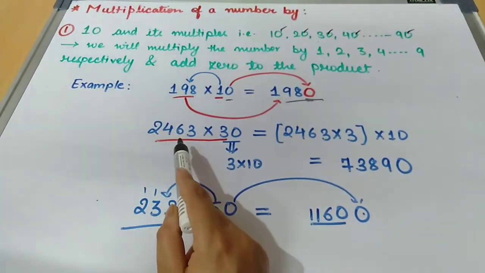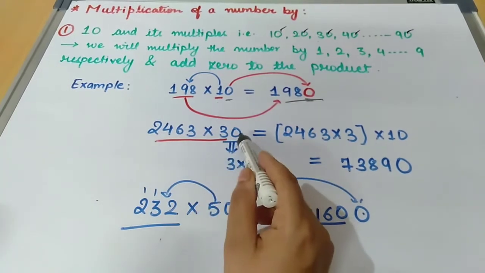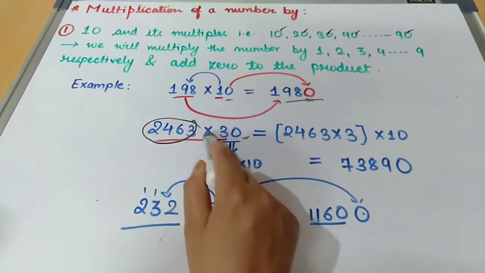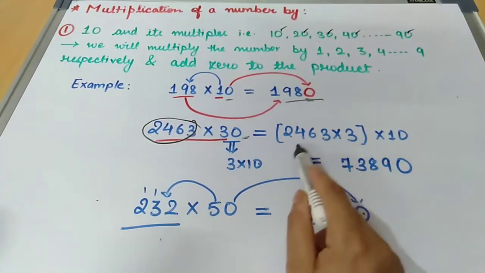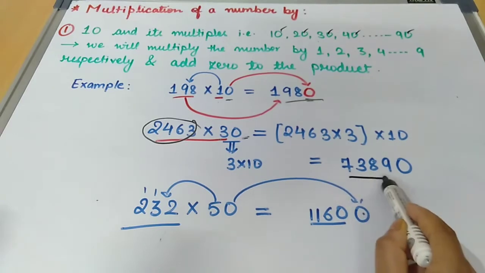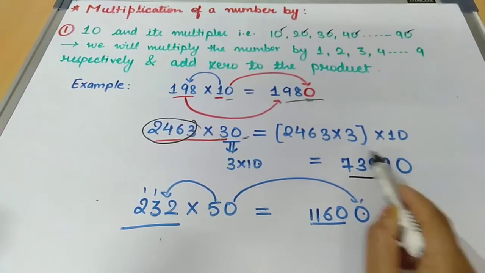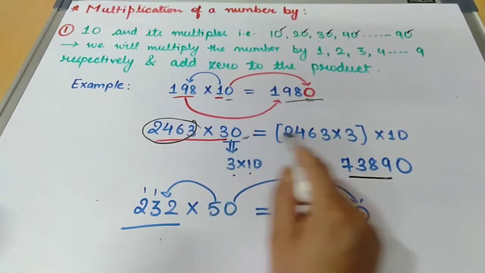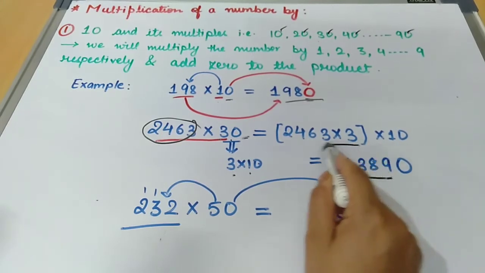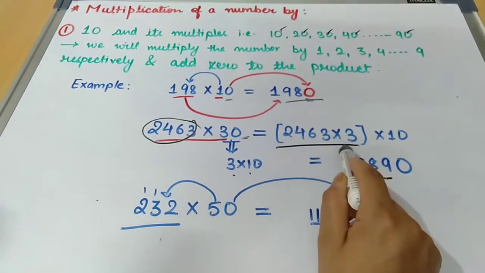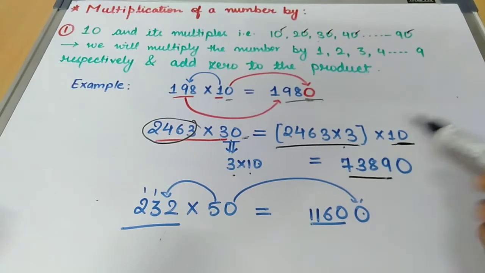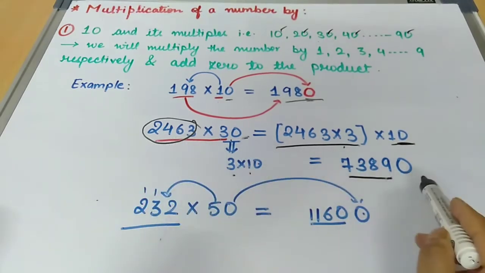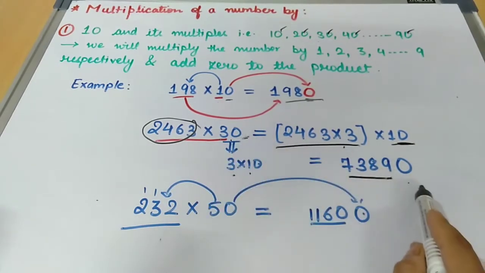See the example 2463 into 30. We will leave this zero and multiply the whole number by 3 first. When I multiplied, I got 7389, and I know very well that 3 into 10 is 30. So I have split it and written it over here, multiplied by 3 first, and then multiplied by 10. Or you can just directly multiply by 3 and add 1 zero. Since there is 1 zero, you add 1 zero.